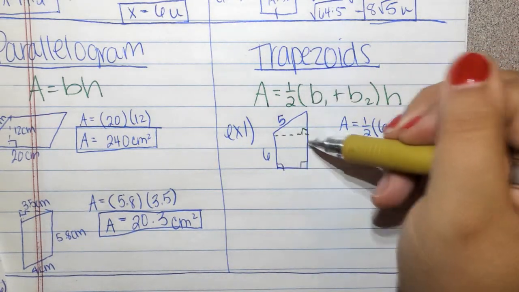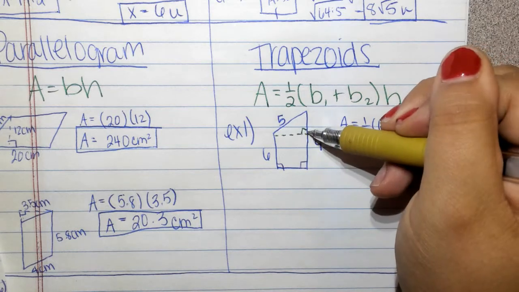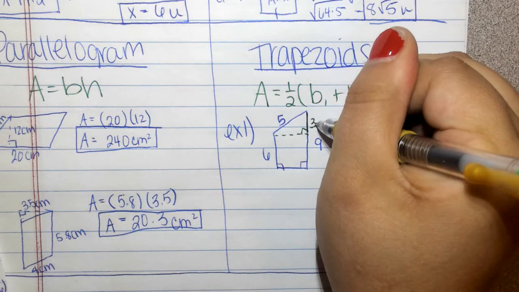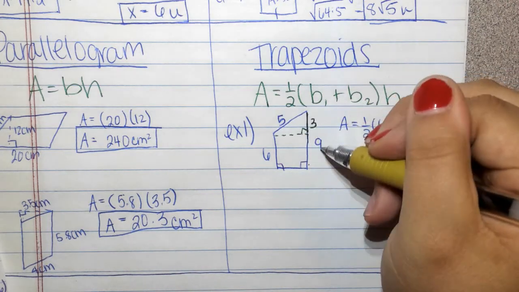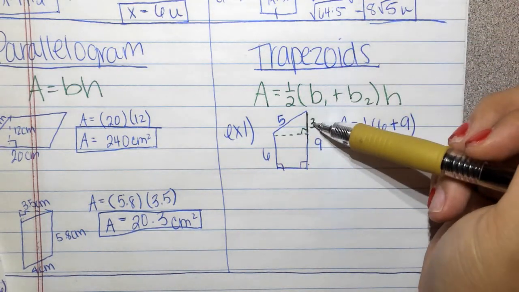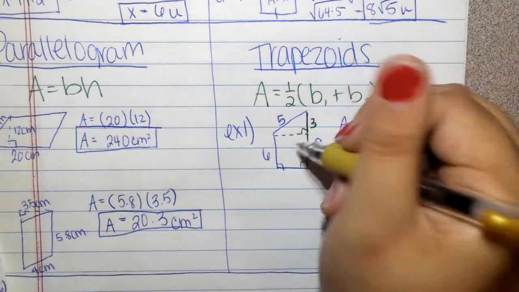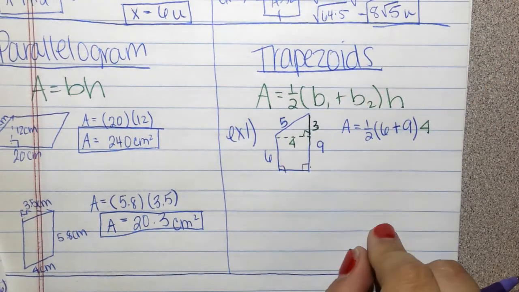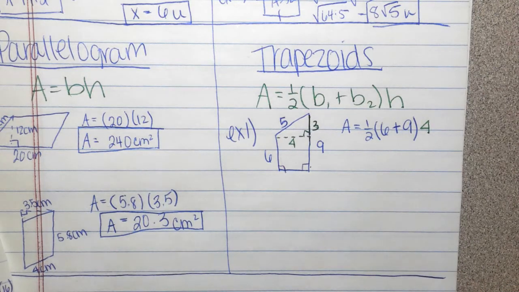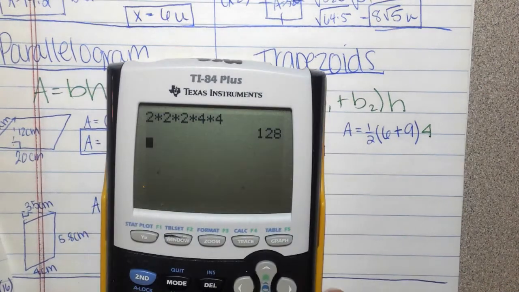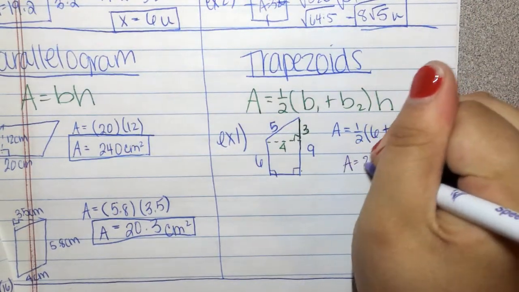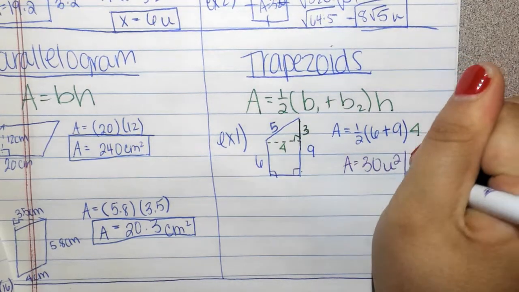If this is 6, then this right here is 6. What would this side right here be? 3, because 6 plus 3 is 9. And now look, I have a 3, a something, and a 5. So my height is 4. Now you put that in the calculator, and it's going to be 1/2 times 30. So my area is 30 units squared.